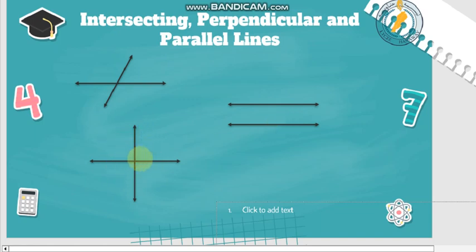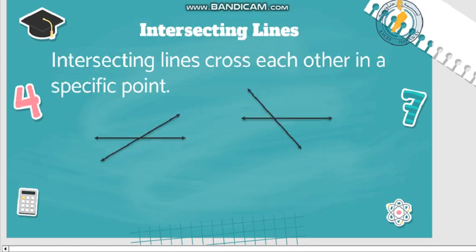These lines are called perpendicular because they intersect at one point, but they make a right angle here. As you see, there is a right angle. We are going to talk more about it later. We will talk now about the intersecting lines.